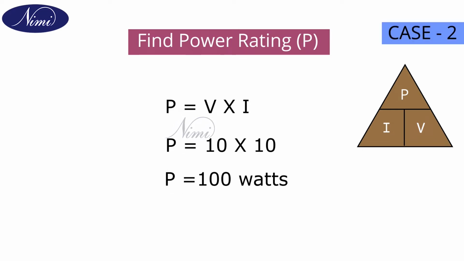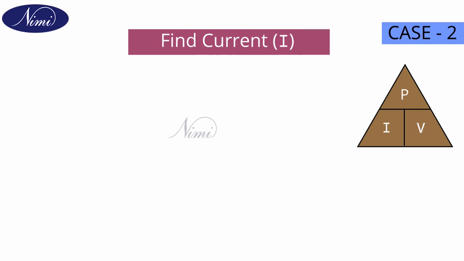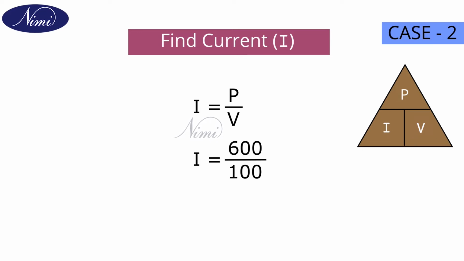In case 2, to find the value of current from the power triangle, I is equal to P by V. By substituting the values of power and voltage in the formula, we obtain current as 6 amps.